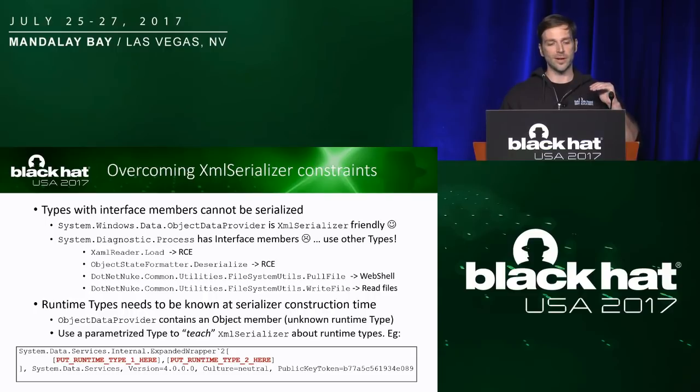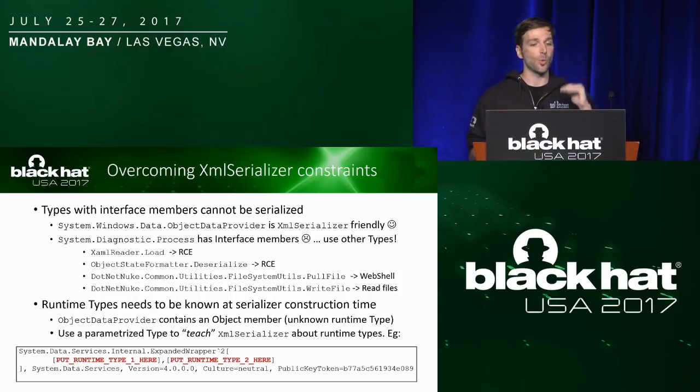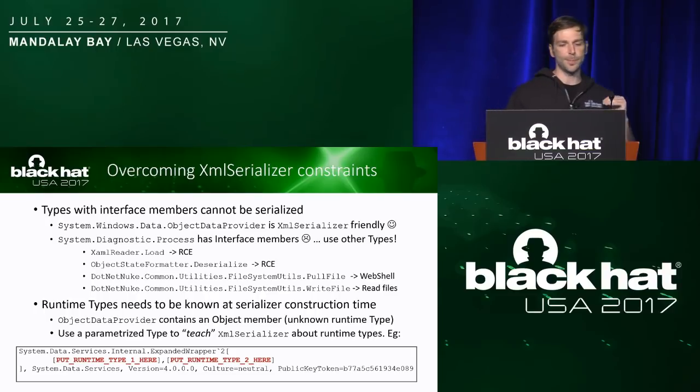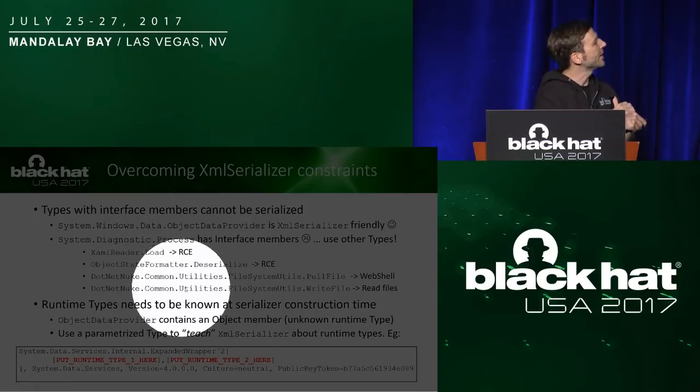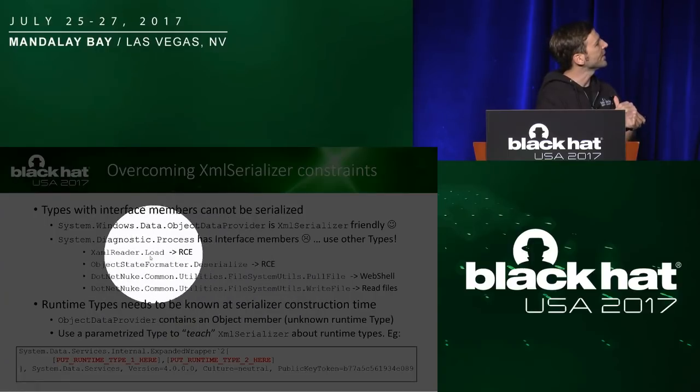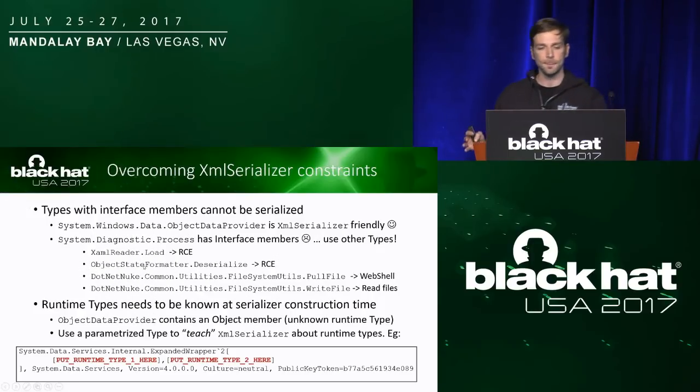Now, when XML serializer builds one of these whitelists that we talked about before, at construction time, it will see that the ObjectDataProvider contains a System.Object property. So it will include System.Object in the whitelist, but at runtime, we will be providing something else. We will be providing the XamlReader, or maybe the FileSystemUtils, or maybe this ObjectStateFormatter, something else, right?